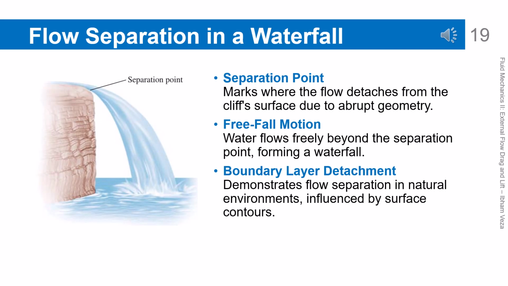Flow separation in a waterfall. Water flowing over a cliff detaches from the surface at a certain point called the separation point. Beyond this point, the flow moves freely and forms a waterfall. This phenomenon is a natural example of boundary layer separation. The sudden change in geometry is the main cause of the separation. This example helps visualize the concept of flow separation in a very clear way.